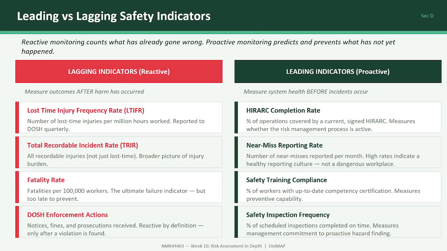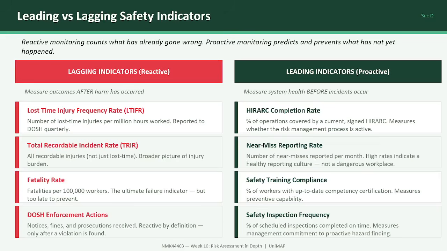Leading indicators are proactive. They measure the health of your safety system before incidents occur. Think of them as early warning signals that tell you whether your system is functioning as it should. HIRARC completion rate. What percentage of your operations currently have assigned, up-to-date HIRARC? If the answer is 60%, 40% of your operations have unmanaged, undocumented risks. This is a leading indicator because it tells you about risk before accidents happen.